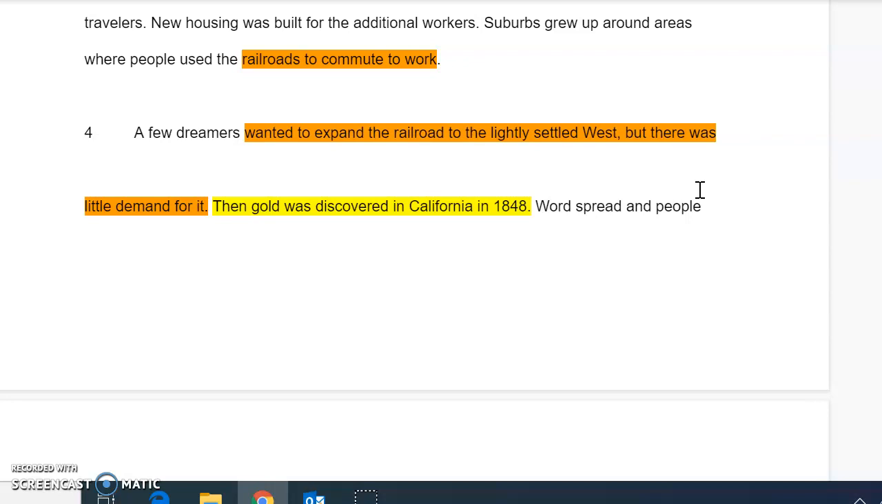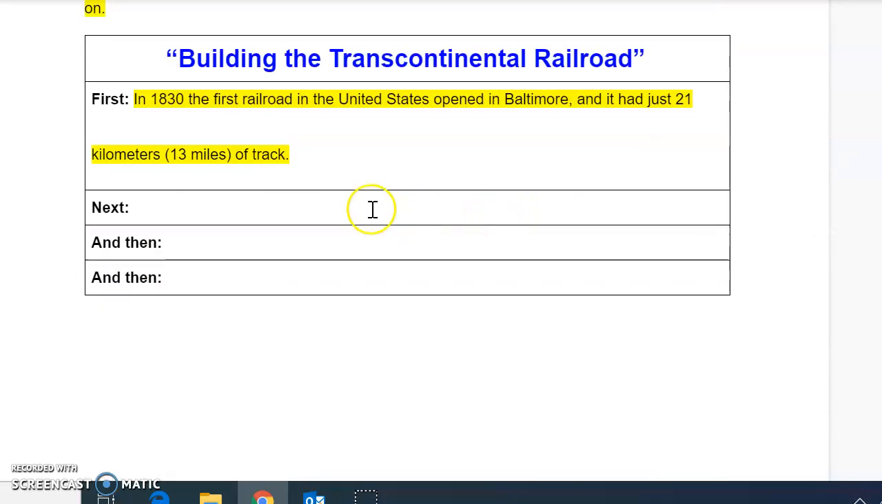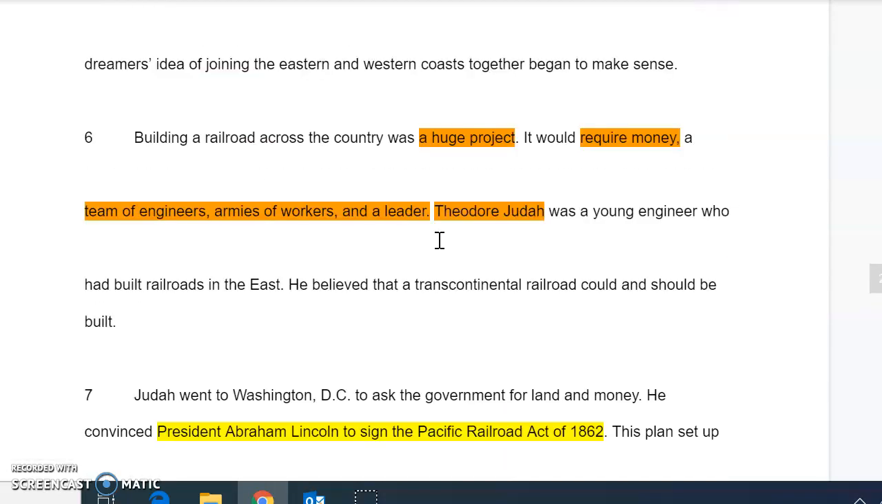However, that next sentence in yellow, gold was discovered in California in 1848, changed everything. So that was a key detail. If gold had not been discovered, do you think the railroad tracks would have been laid and that expansion west would have happened? Probably not, because there still wouldn't have been a need. So we're going to move this key detail down to our chart for our next. That was the next key detail that created the movement in the westward expansion.